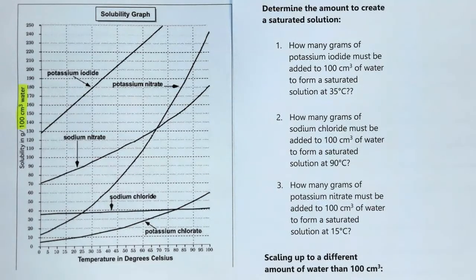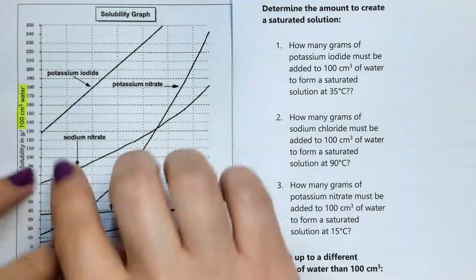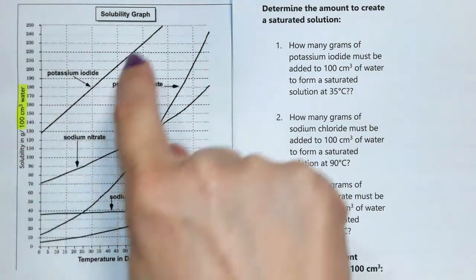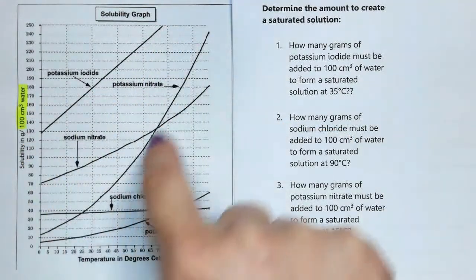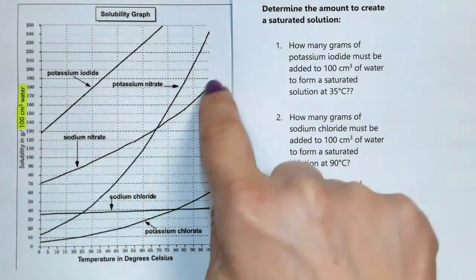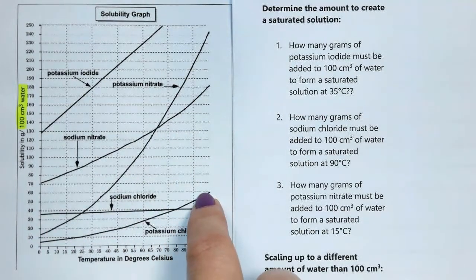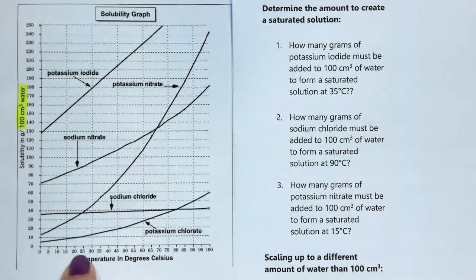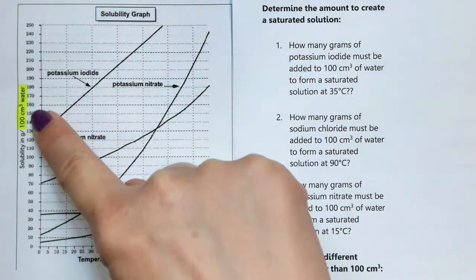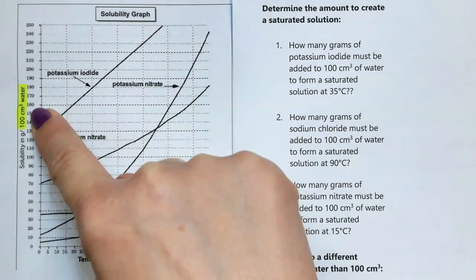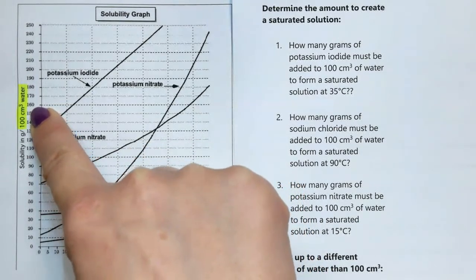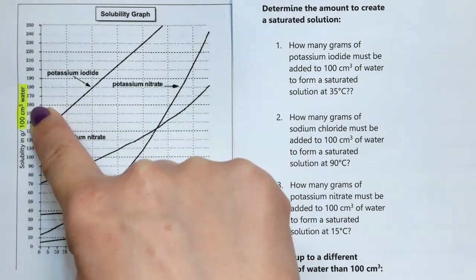Let's practice reading solubility curves. So this is a graph of several different solutes: potassium iodide here, potassium nitrate here, sodium nitrate, sodium chloride, and potassium chlorate. Notice the different temperatures that the water is at, and the amount of water is 100 centimeters cubed. That makes a difference because if we had more water, then it's a different amount that can be dissolved.